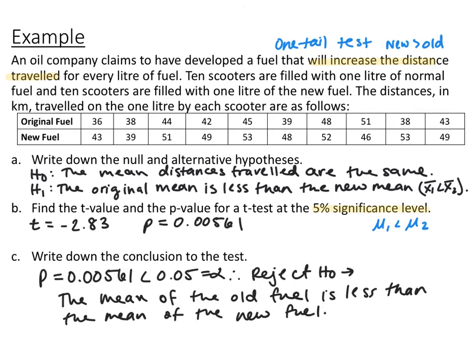So using our graphing calculator, we find that the t-value is negative 2.83 and the p-value is 0.0056. So just like before, we're going to compare that to our 5% significance level, or alpha is equal to 0.05. So p is 0.0056, and that is less than our 5% threshold here. So we're going to reject our null hypothesis. So therefore, the company's claim is correct. The mean of the old fuel is less than the mean of the new fuel.